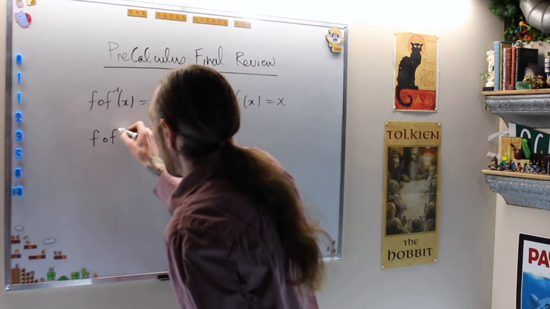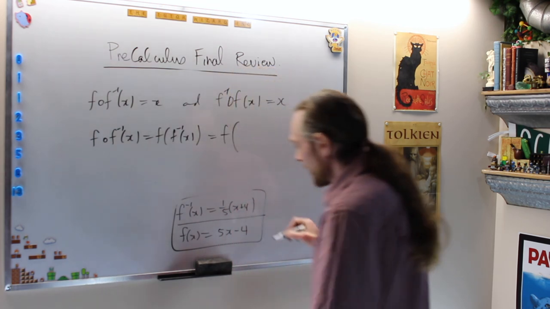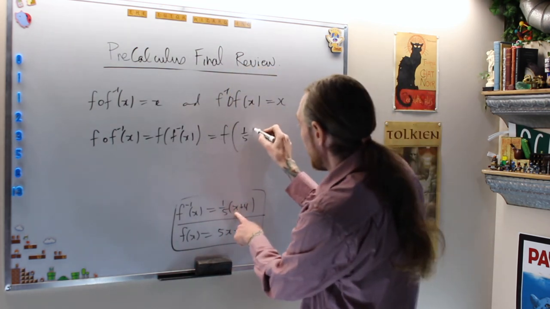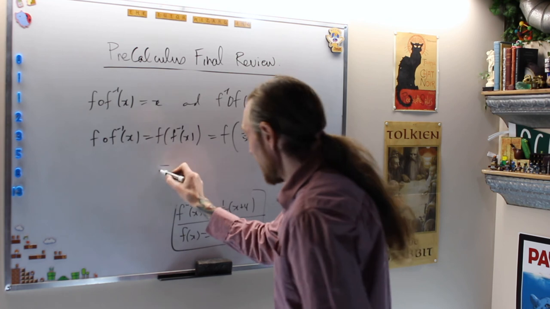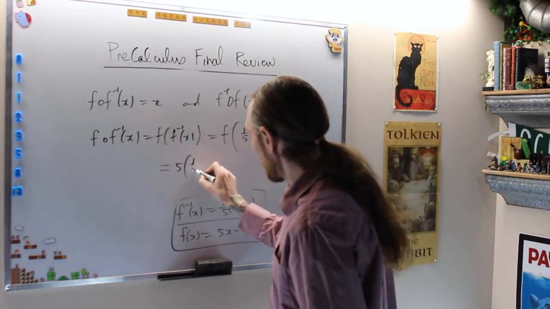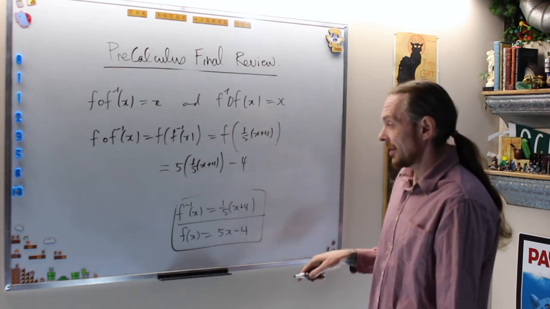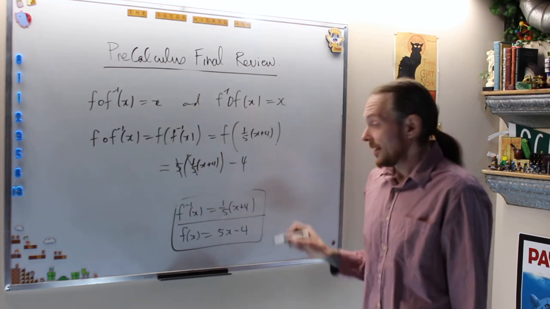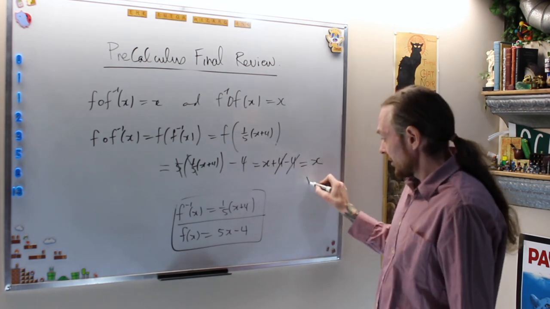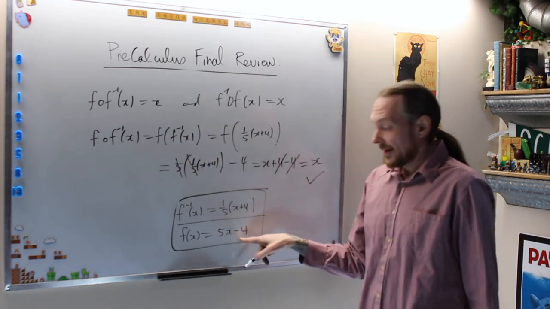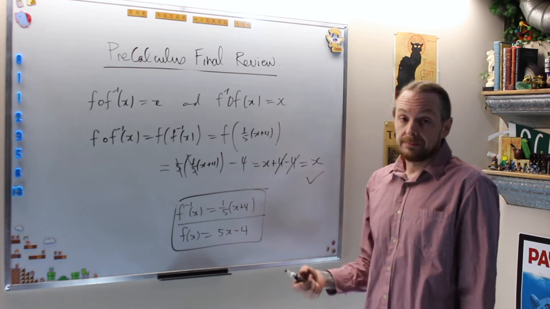F following F inverse of x is F of, what does F inverse do? It does this. So I'm going to do 1 fifth x plus 4. Now what do I have to do? I have to apply F to that thing. So that equals 5 times this thing, 1 fifth x plus 4 minus 4. The 5 and the 1 fifth cancel, and that gives me x plus 4 minus 4, which is, these cancel, equals x. So we did it right. If f of x equals 5x minus 4, the inverse of this function is 1 fifth x plus 4.